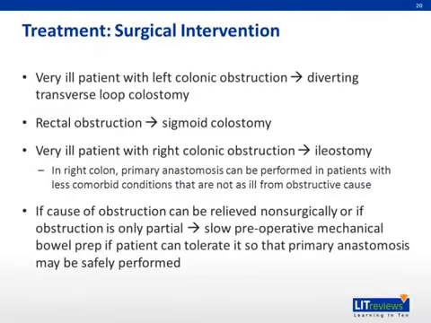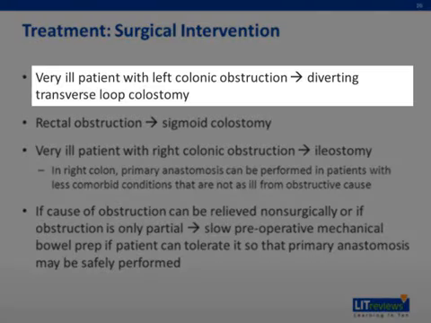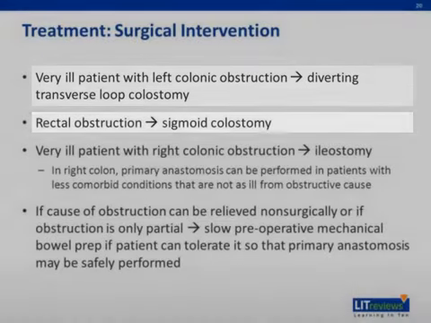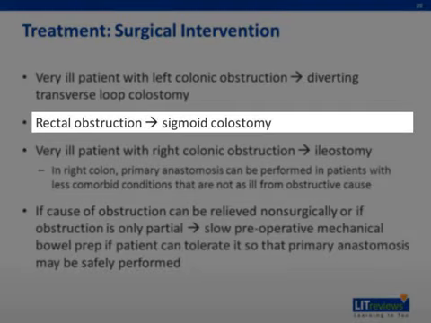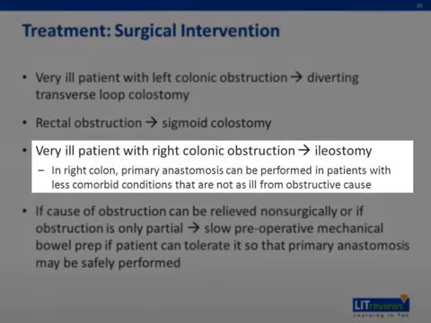Surgical intervention is directed at relieving the obstruction. A diverting transverse loop colostomy may be the least invasive procedure for a very ill patient with a left colonic obstruction. It permits relief of the obstruction and further resuscitation without compromising chances for a subsequent resection. A sigmoid colostomy without resection may be used in patients with a rectal obstruction that cannot be managed without a combined abdominoperineal resection. For an obstruction in the right colon, an ileostomy should be performed.